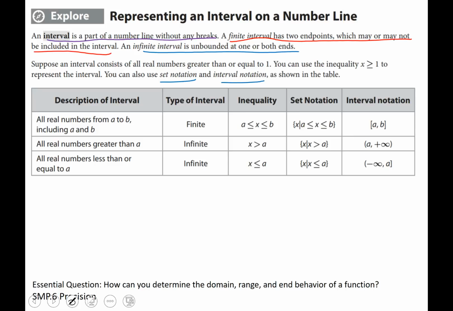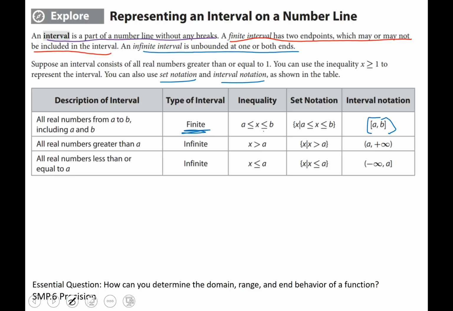Now let's go back to that table. A finite interval is all real numbers from a to b, including a and b. If it's including, we use the inequality signs. For the set notation, you have x such that x is between a and b. And then the interval notation uses the two brackets on the ends because a and b are included.